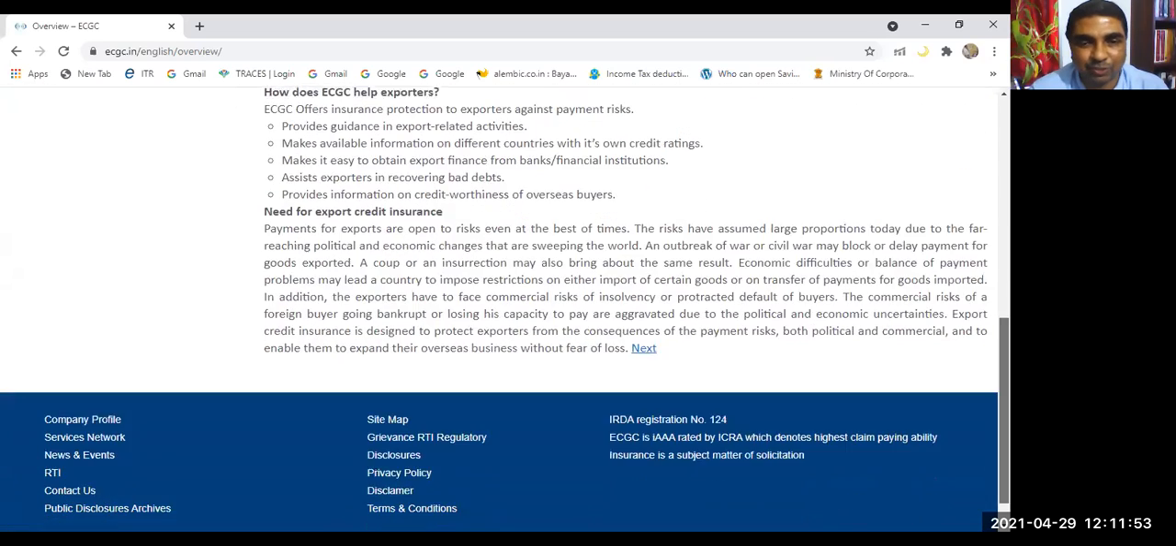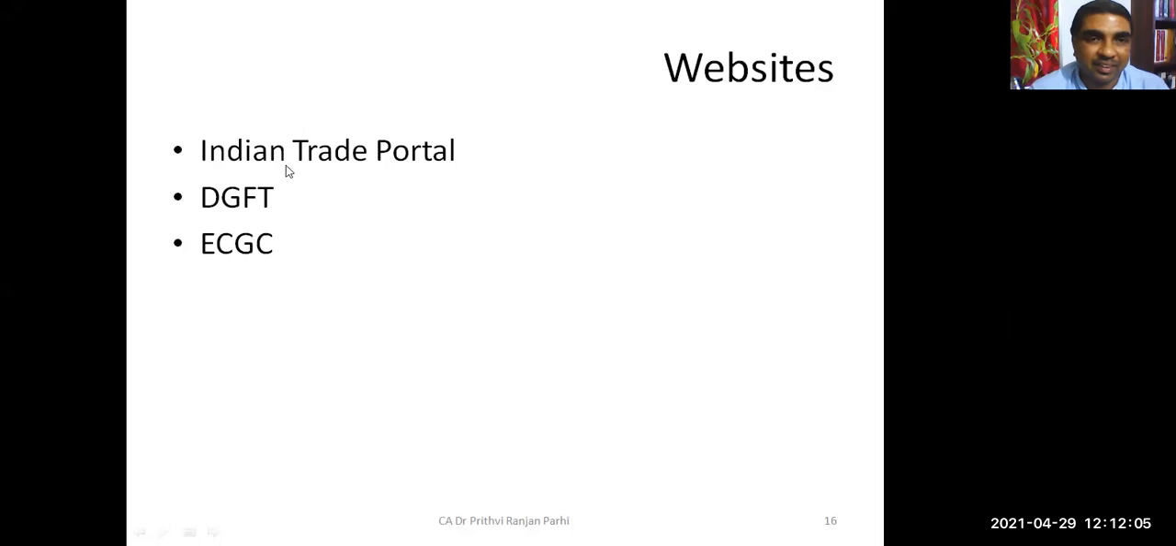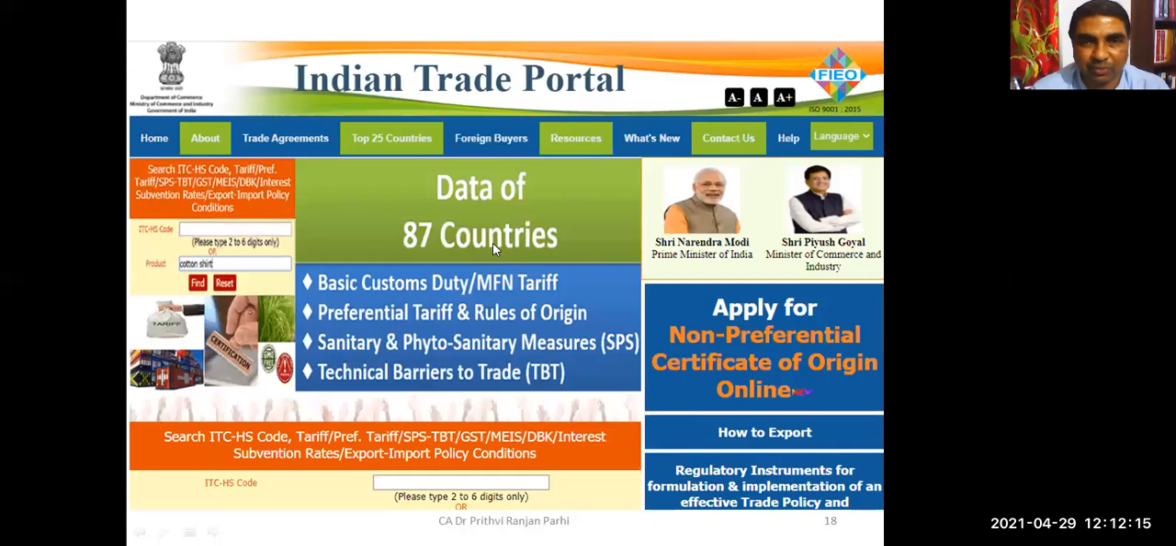These are three institutions which help in export. I think you have understood those things. These are the three websites I wanted you to visit: Indian Trade Portal, then DGFT, Director General of Foreign Trade, then Export Credit Guarantee Corporation. Okay, three websites I visited.